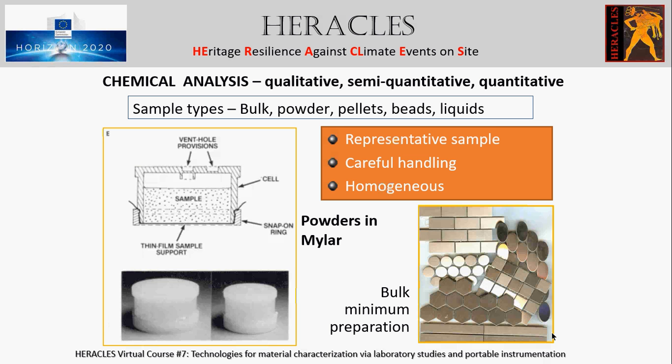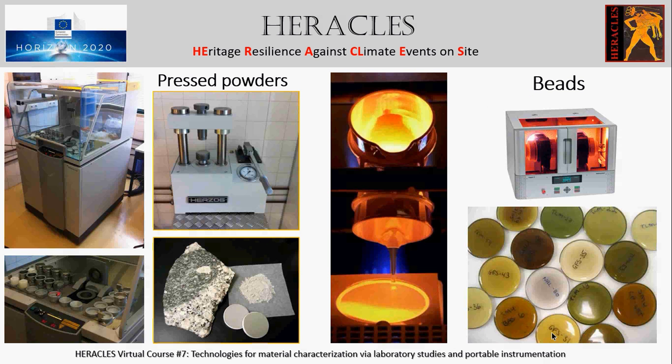Sample types can be varied. Then can be powders or bulk samples or pellets or beads or liquids. Of course, however, depending on the required quality of the results, if we want to determine major, minor, and even trace elements, we have to press these powders, producing pellets, or maybe even producing a glass and breaking down the crystalline structure existing inside the materials.